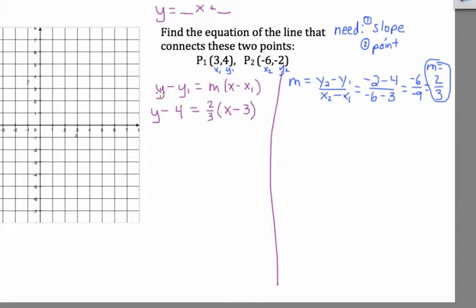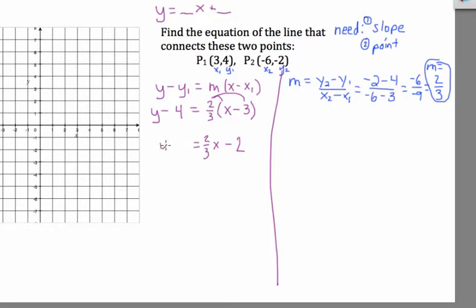Notice that the y and the x stayed in my equation. They're going to end up to be the y and the x in my final equation. The m, which is slope, and the x1, y1, the coordinates of a point, got subbed out. Now we're just going to use our algebra to simplify this equation. Distribute your 2/3, so you get 2/3 x minus 2/3 times 3 is 6/3 or 2. You can use a calculator to help you with that fraction multiplication if you want to.